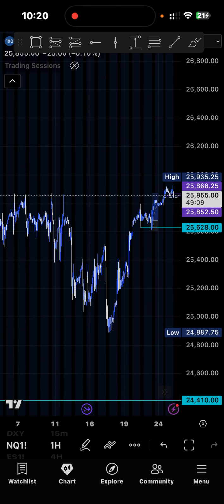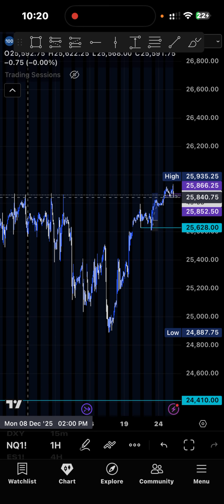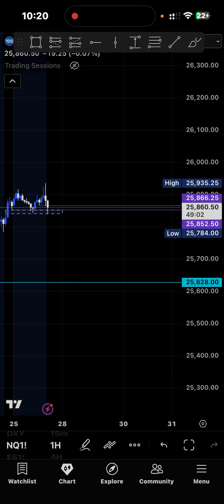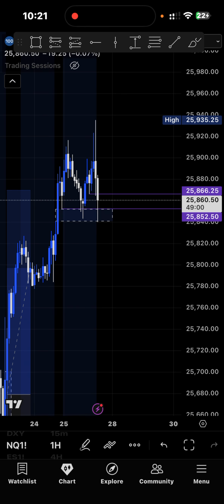These highs. A lot of highs were taken out here. Can expect to see a deeper retrace or something. That's a possibility. But I'm just reacting. Right.